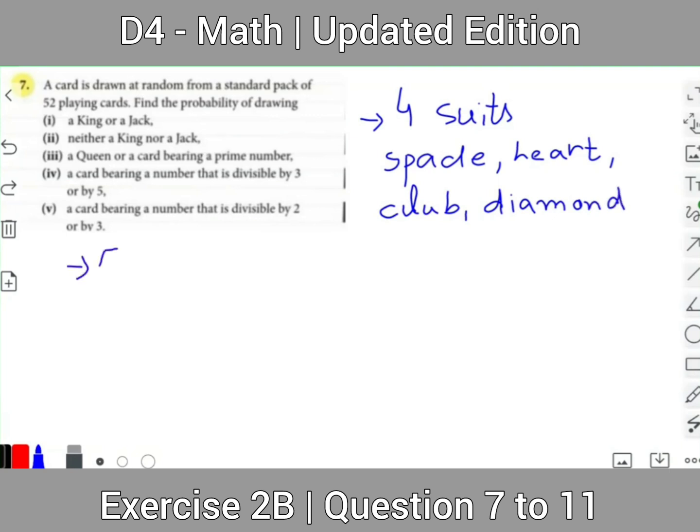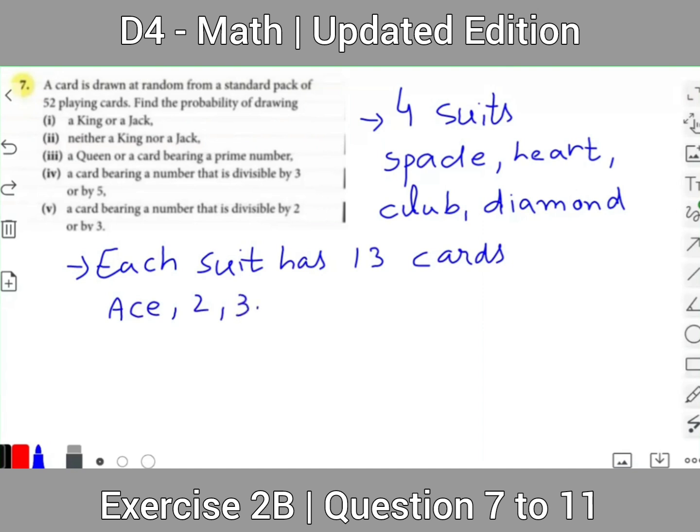And each suit has 13 cards. In other words, ace, 2, 3, up to 10, jack, queen, and king.